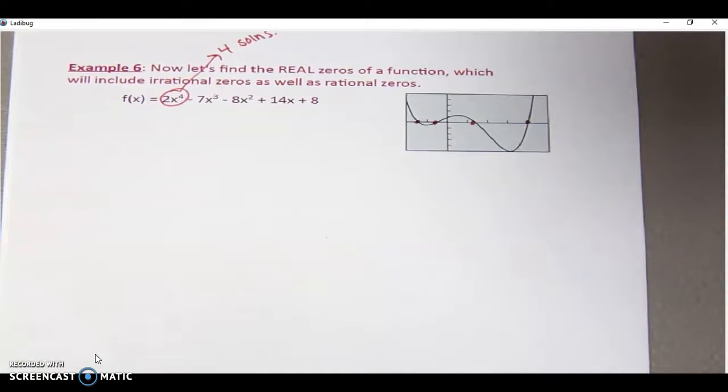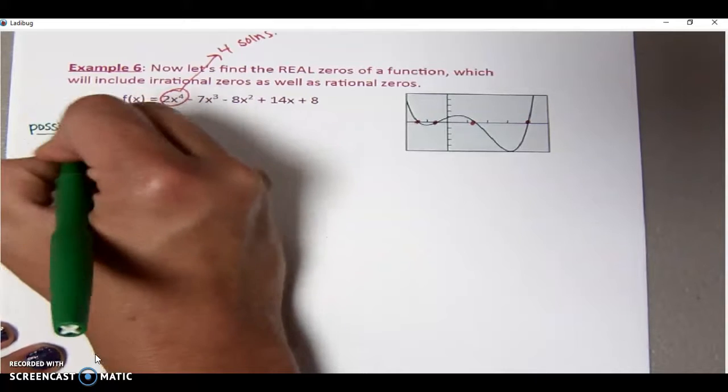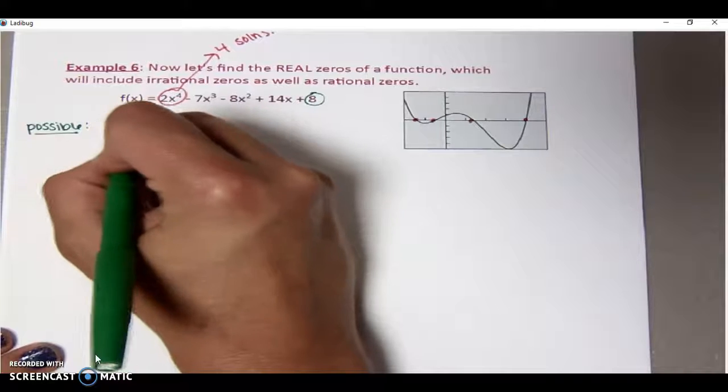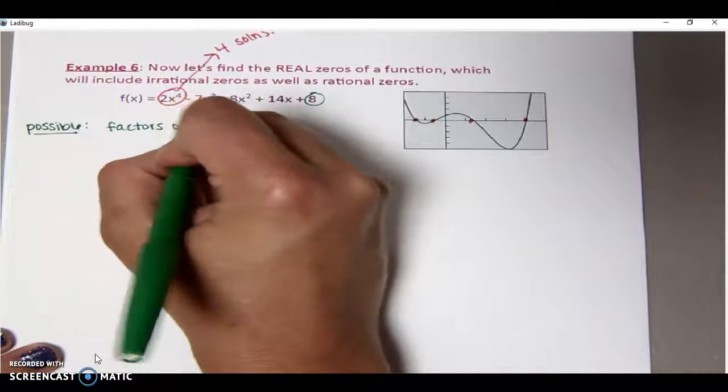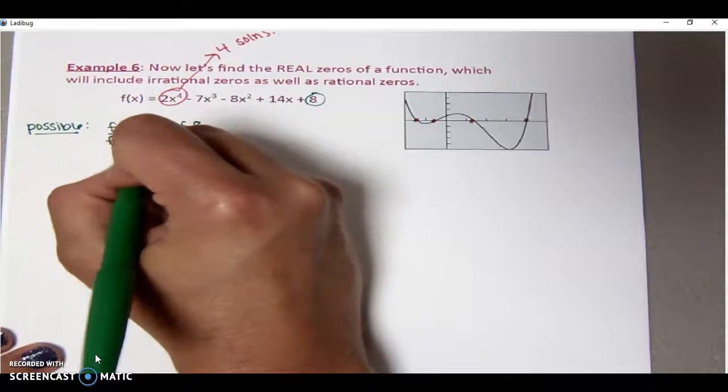Okay, so we're going to figure out our possible solutions first. By the rational zeros theorem, it's going to be factors of the last number here, so factors of 8, over factors of that leading coefficient, 2.